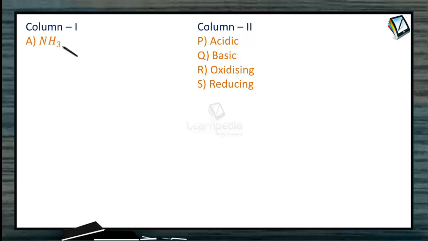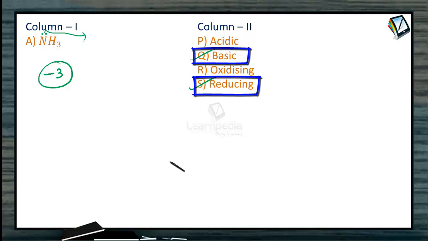First, ammonia. We know that in ammonia, the nitrogen atom possesses one lone pair of electrons which can be donated. So definitely this is a Lewis base, so it is basic in nature. And in ammonia, the nitrogen is in the lowest oxidation state, that is -3. So that is the reason why this is reducing in nature. So the correct matching is both Q and S.